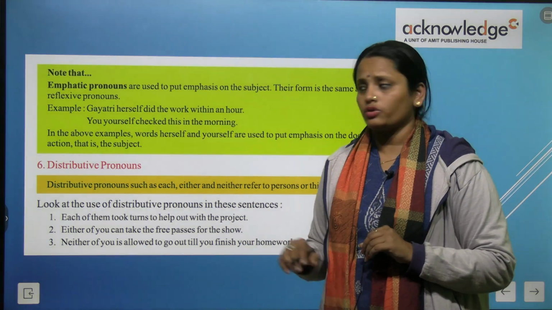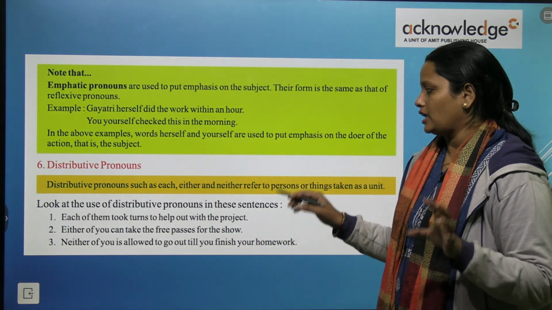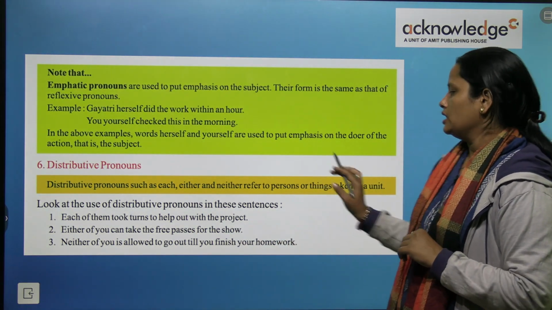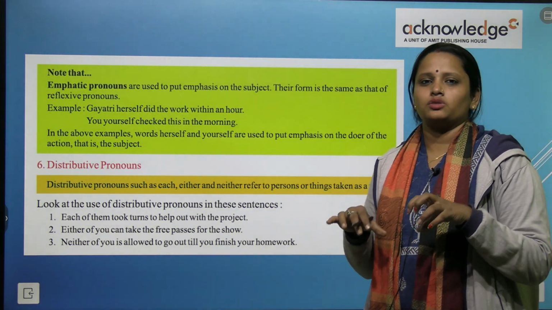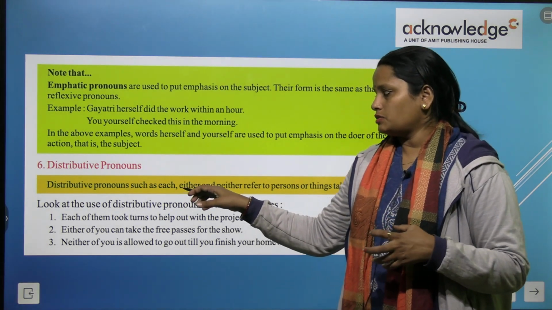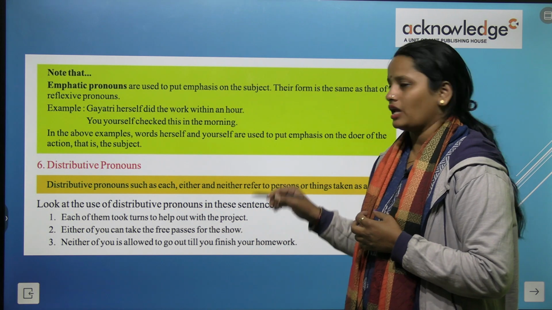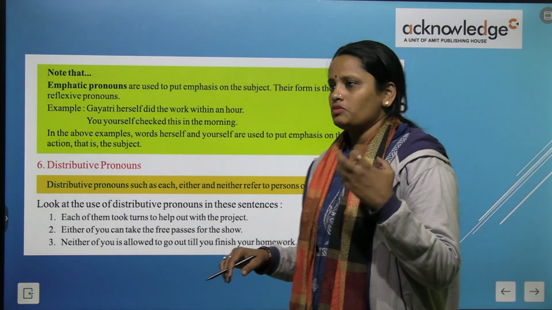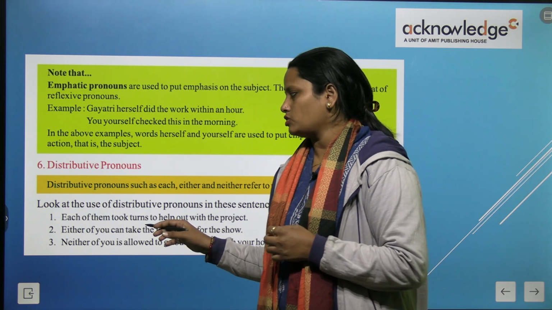Next is distributive pronoun. अब distributive pronoun क्या है? Distributive pronouns such as each, either and neither refer to a person or thing taken as a unit. So distributive pronoun क्या कहता है? Distribute करता है. इसके नाम से हम समझ सकते हैं कि ये किस पे focus कर रहा है? ये each पे, either पे या फिर neither पे focus कर रहा है. तो जिन भी sentences में आपको ये मिलेंगे, this means they are using distributive pronoun.